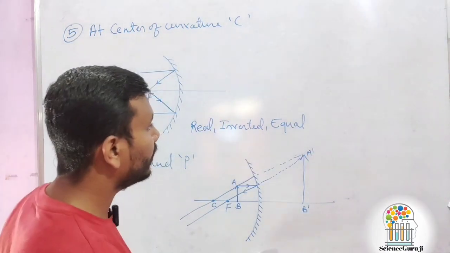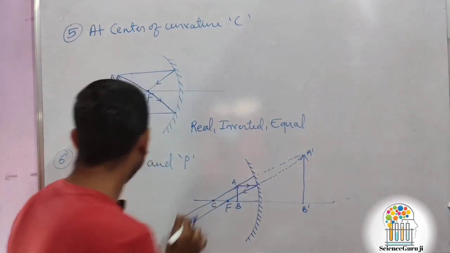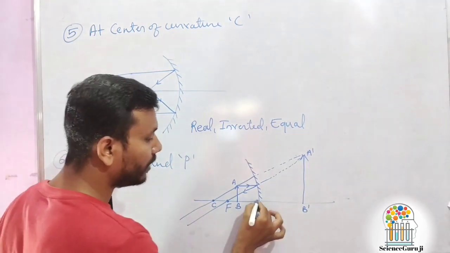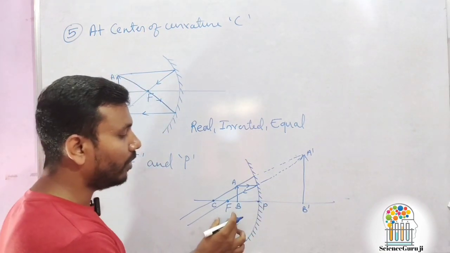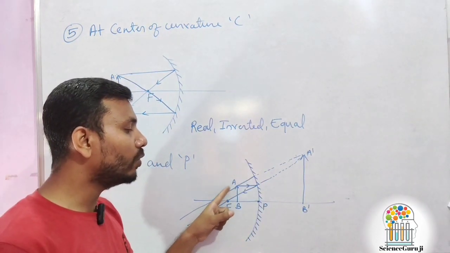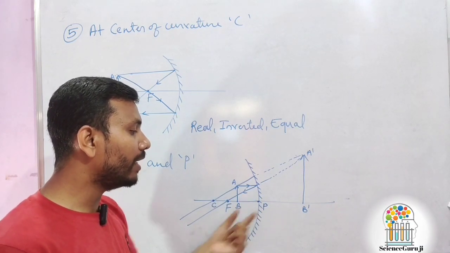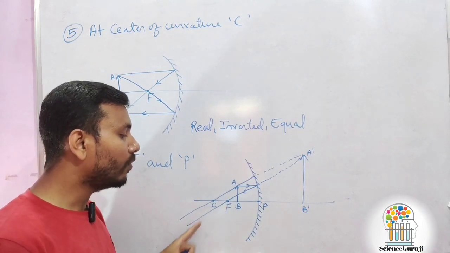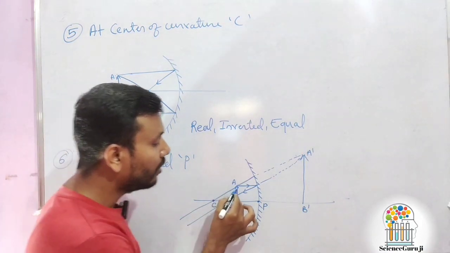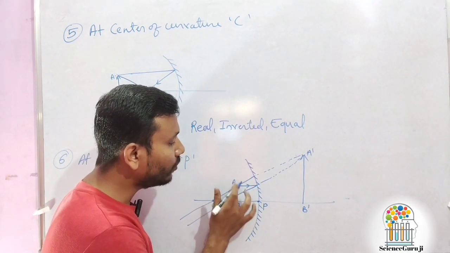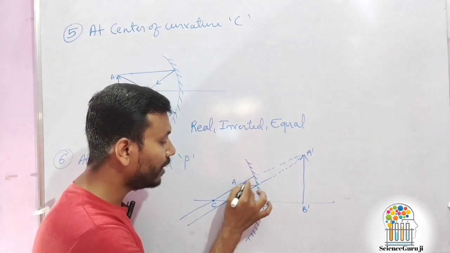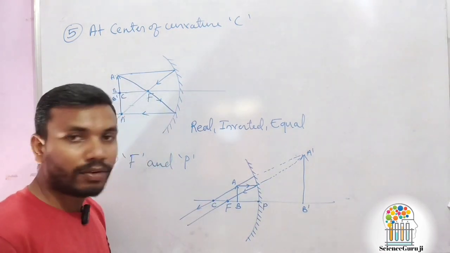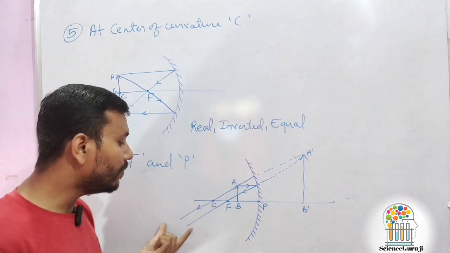Last one is that if the object is placed in between the focus and the pole. Suppose here is an object which is placed in between the focus and the pole, that is AB, and one light beam goes parallel to the principal axis, and after striking it goes back in the same direction through the focus, and one more light beam, after reflecting from the surface, goes back in the same direction and cuts the center of curvature. But here no image is forming in front of the mirror.